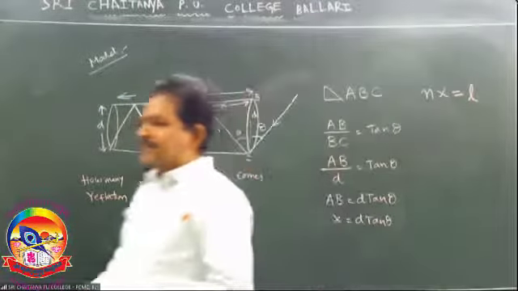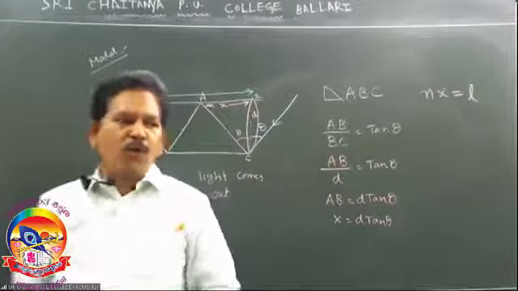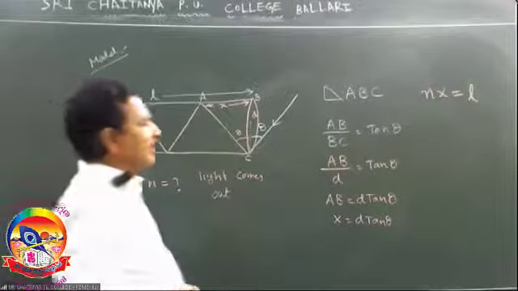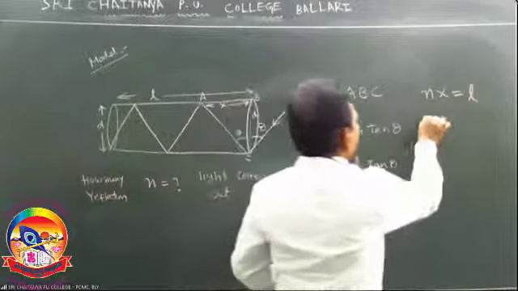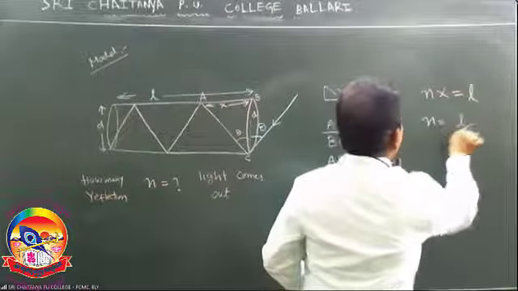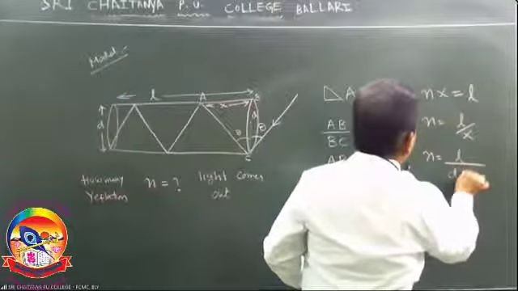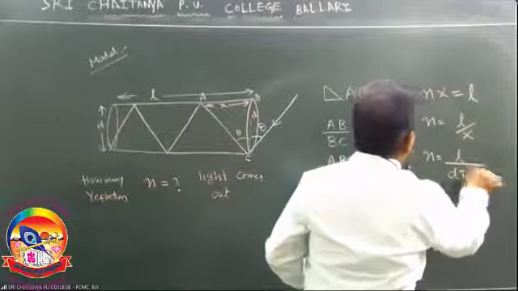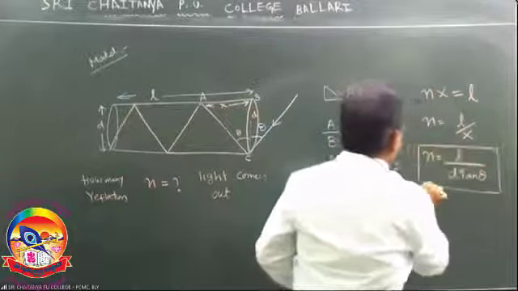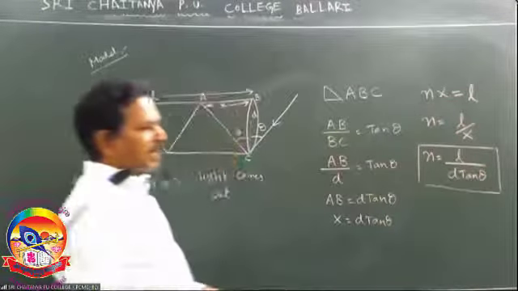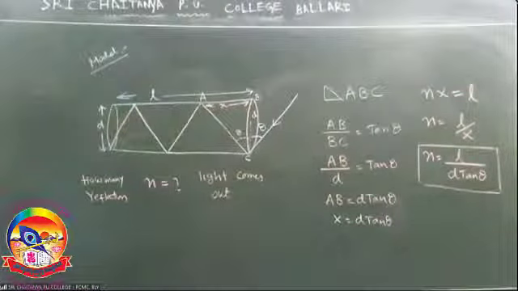N times x is equal to what? L. So substitute the x value. N is equal to L by x. N is equal to L by D tan theta. I got my result: the number of reflections before the light emerges out from the pipe. I will remember it as a shortcut formula.